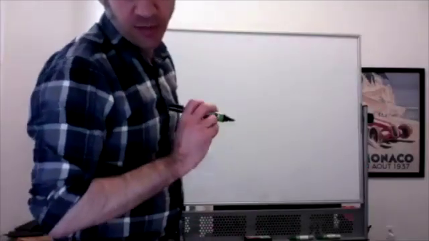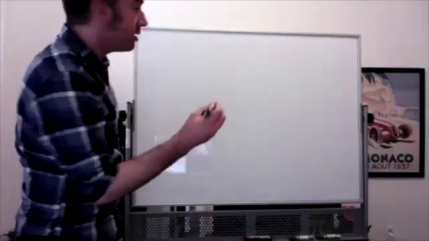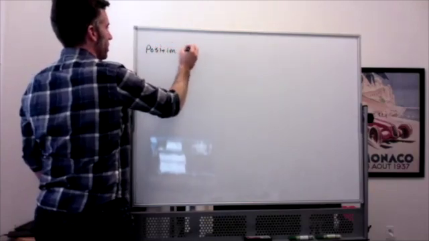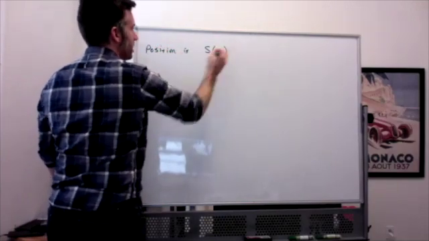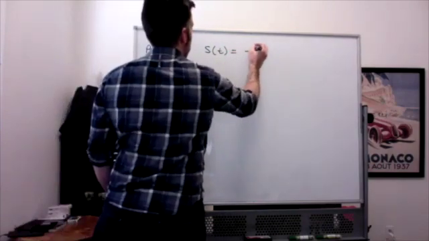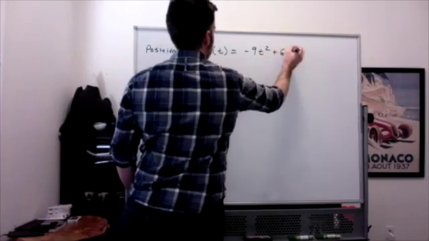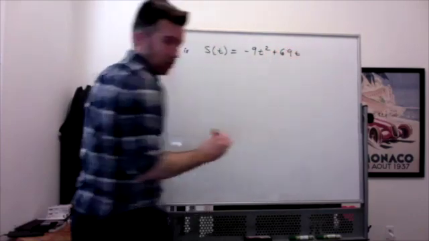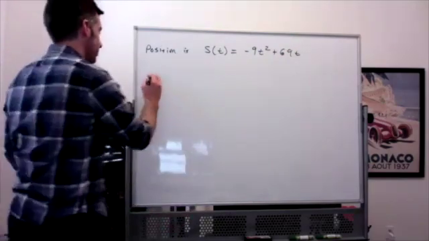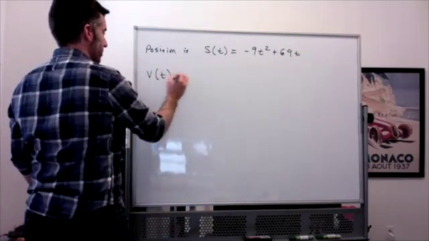Let's do this one. So the car's position at time t is given by s of t equal to negative 9t squared plus 69t. And there are 4 questions to answer here. The first is, what's the velocity at time t? So what is v of t?